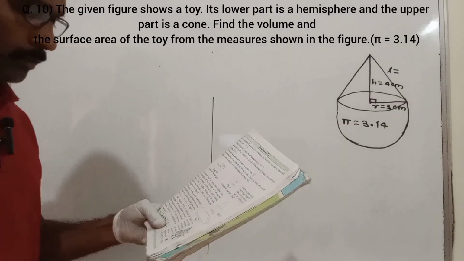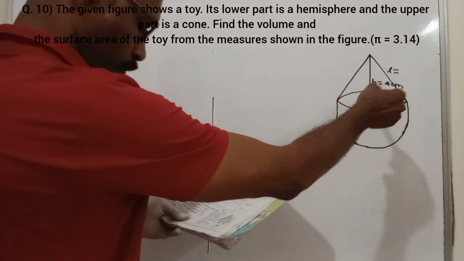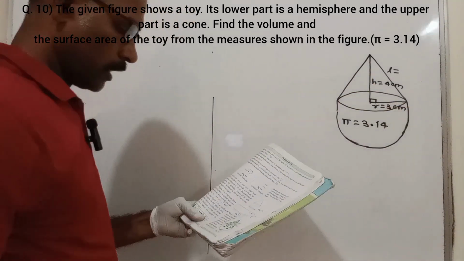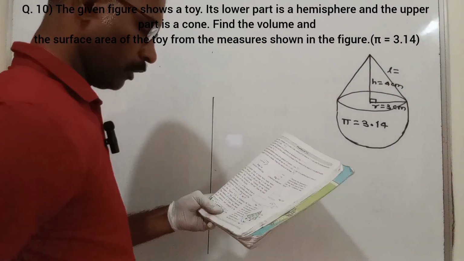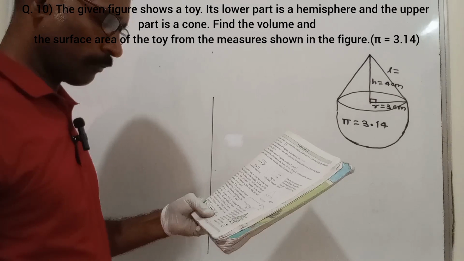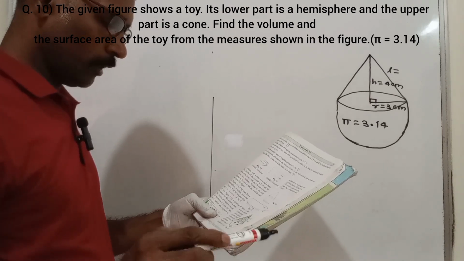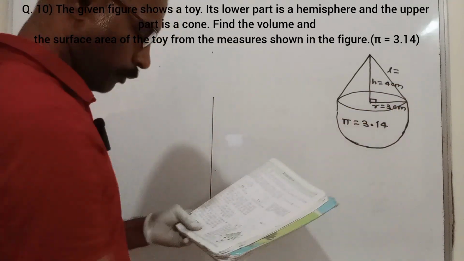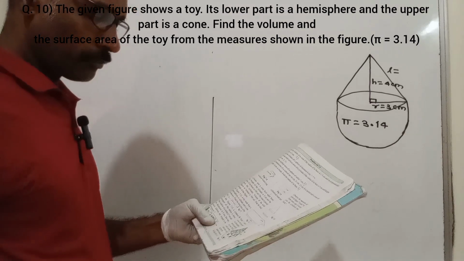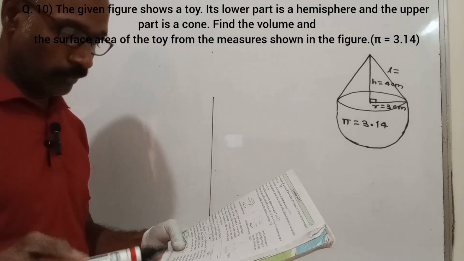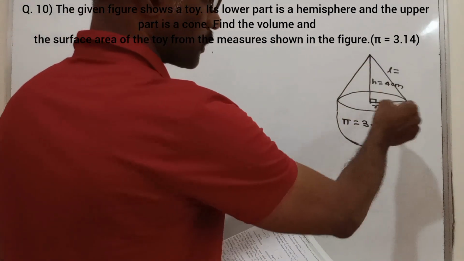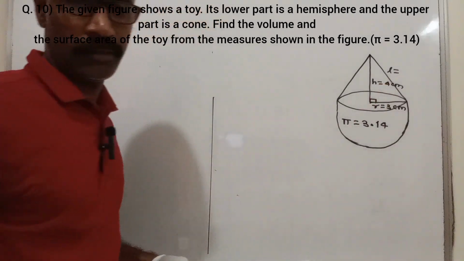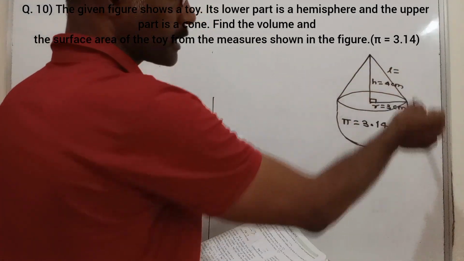Question number 10. Figure 7.13 shows a toy. Its lower part is a hemisphere and upper part is a cone. Find the volume and the surface area of the toy from the measures shown in the figure, meaning height, radius, and then the value of pi, those are given. Okay, when we find surface area of cone, then we need slant height.